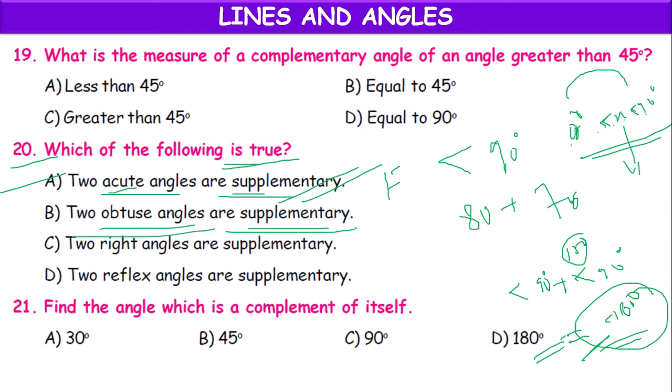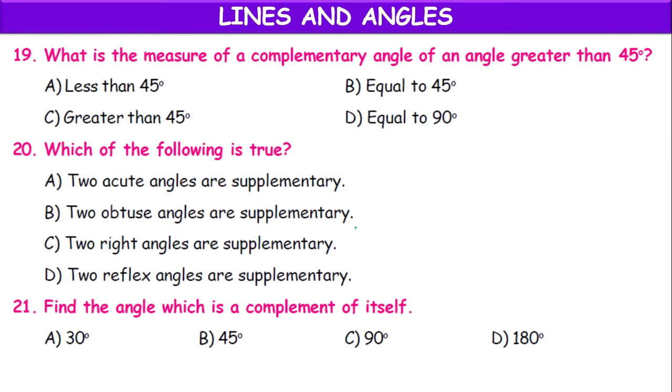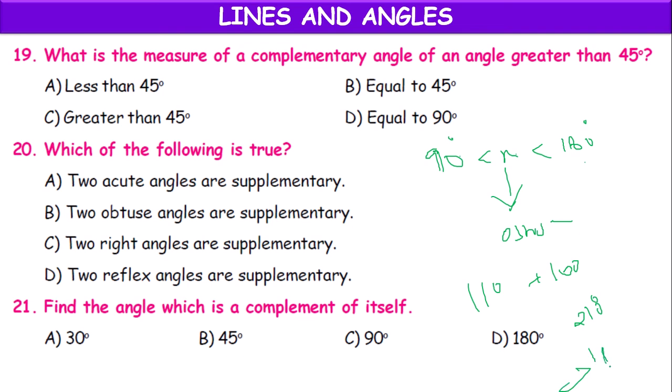Two obtuse angles are supplementary. An obtuse angle means greater than 90 degrees and less than 180 degrees. 90 degrees less than X less than 180. So X lies between 90 and 180, and X is said to be an obtuse angle. If you take one obtuse angle like 110 degrees and another 100 degrees, their sum will be equal to 210 degrees. Their sum will always be greater than 180 degrees. So they are not supplementary. False.